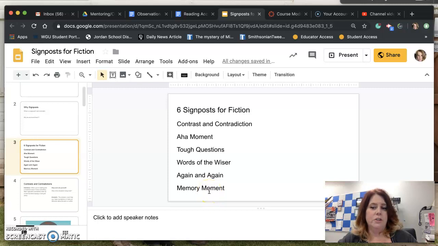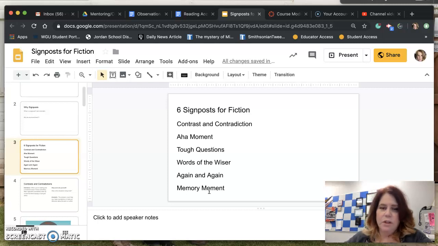So when you're reading, you should be watching for all 6 of those types. And again, like I said, they're just things that you're going to look for. Now, as you're starting out, you might get to one and think, I think this is a contrast and contradiction, or I think this is an aha moment, but I don't know what it means yet. I don't know what's going on in the novel. I don't know enough yet, but I think this is a signpost, and that's okay.